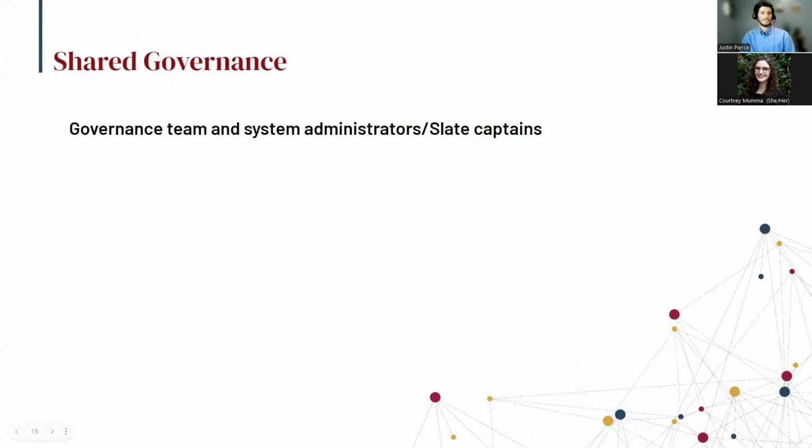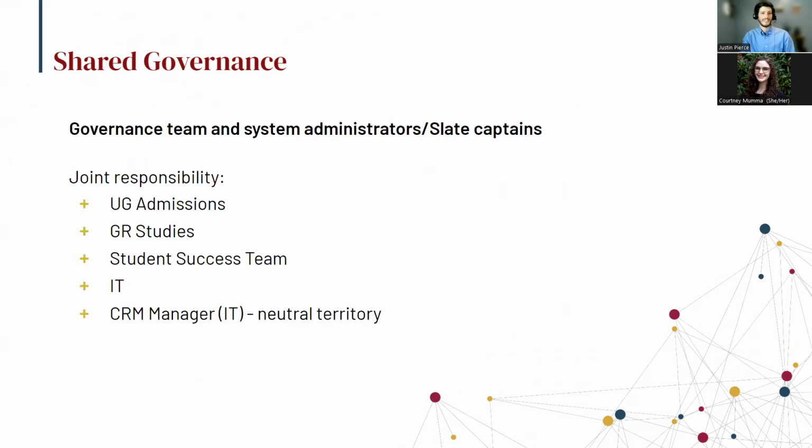And so as we talked to our partners about shared governance, we asked some questions about what this looks like and how this changed from implementation teams to shared governance for maintenance in the future. They talked a lot about joint responsibility and some of the different offices that you saw listed on those teams: undergraduate admissions, graduate studies, their student success team, since this was a shared admissions and student success instance with both undergraduate and graduate students in the admissions process and student success.